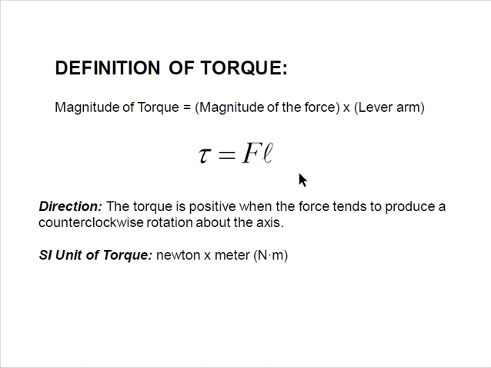Okay. Torque is positive when we tend to go in a counterclockwise direction. It would be negative if we went in a clockwise direction. Okay. Units of torque would be Newton meters, or in more traditional units, foot-pounds.